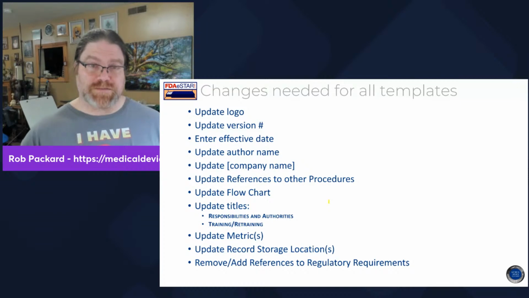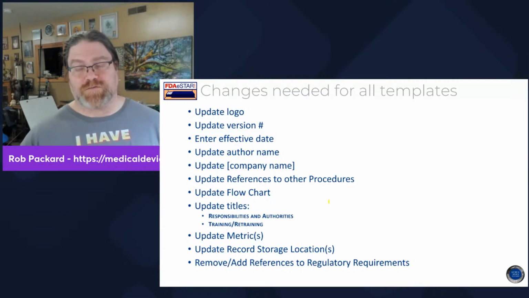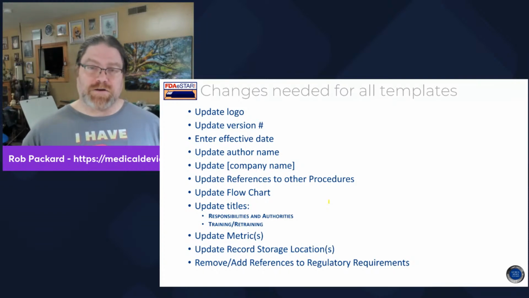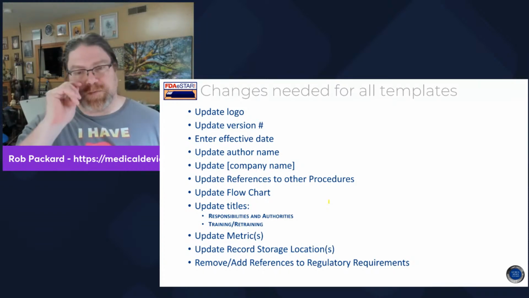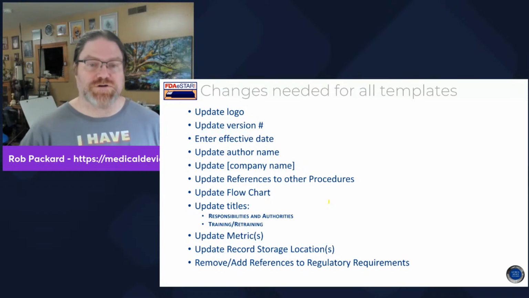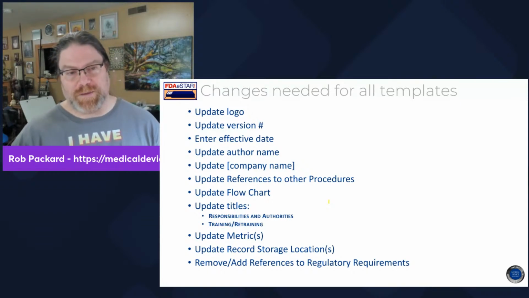Update the author name instead of my name or somebody from my team. Make sure that it's your name, whoever did the final edits to this procedure. Replace the brackets company name with your company's name and eliminate the brackets. Update references to other procedures. If you didn't buy our complete turnkey quality system, then make sure all the references match your document numbers. If you did buy our turnkey quality system, you can ignore that step.